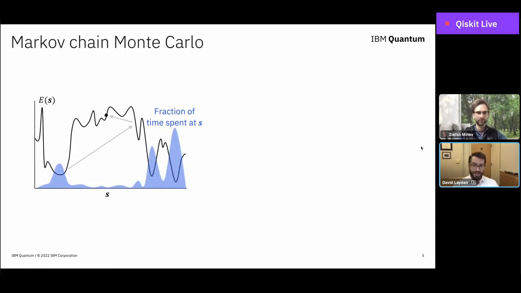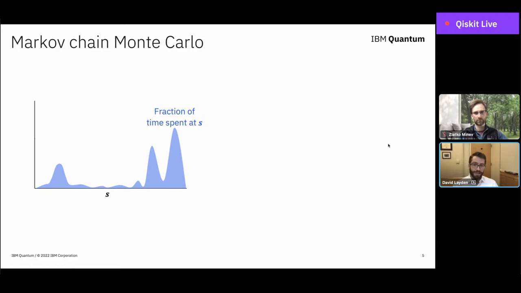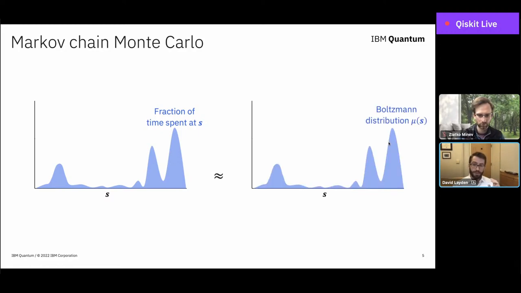And so the idea of Markov chain Monte Carlo is simply to set up an appropriate random walk like this, such that the fraction of time that you spend at any bit string S converges to the corresponding Boltzmann probability of S. And so the way you use this to produce random samples is you simply run this carefully tuned random walk until it's converged, and then you just start recording your position, and those give you samples distributed according to the Boltzmann distribution.